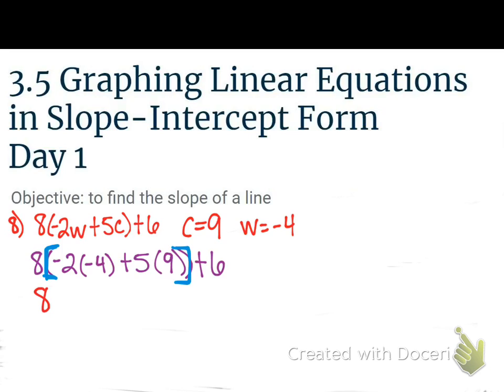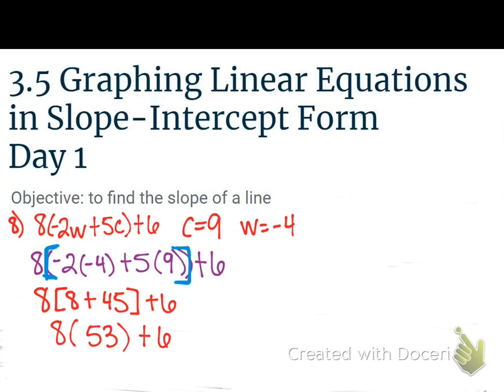So the 8 on the outside stays put. -2 times -4 gives me a +8. Plus, okay, we can go ahead and do our other multiplication and get 45. And the plus 6 is on the very end. We still have parentheses, or you can switch them to brackets, around 8 plus 45, so that has to happen next. What do we get? Dominic?